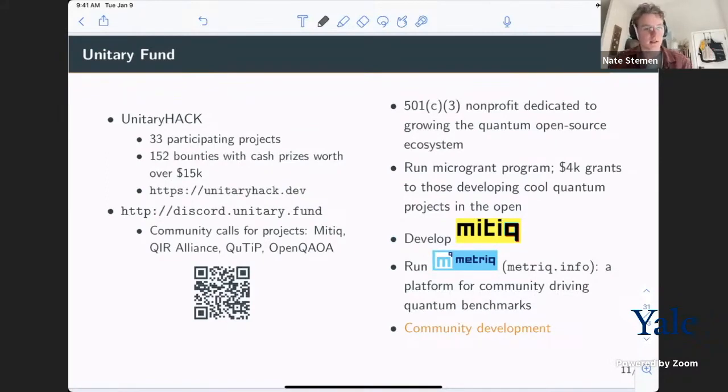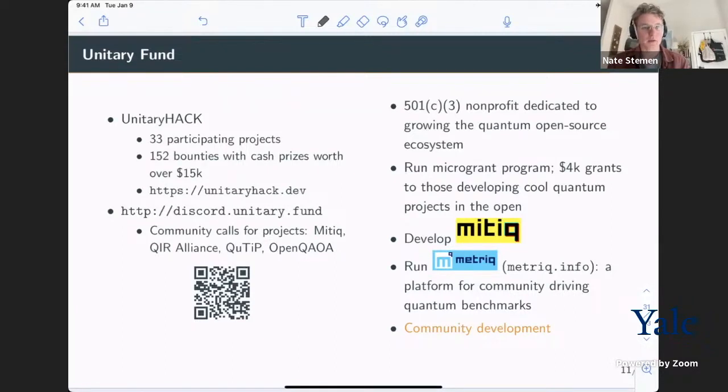And it's not just things that we funded. We have a few micrograntees participating, but it's really any open source quantum project. So again, I would encourage you to go check it out. We've had, I want to say, about 20 bounties closed so far of these 150, and there's quite a bit of activity, but it's definitely not too late to go find stuff and start hacking. So go check it out. It's at unitaryhack.dev.